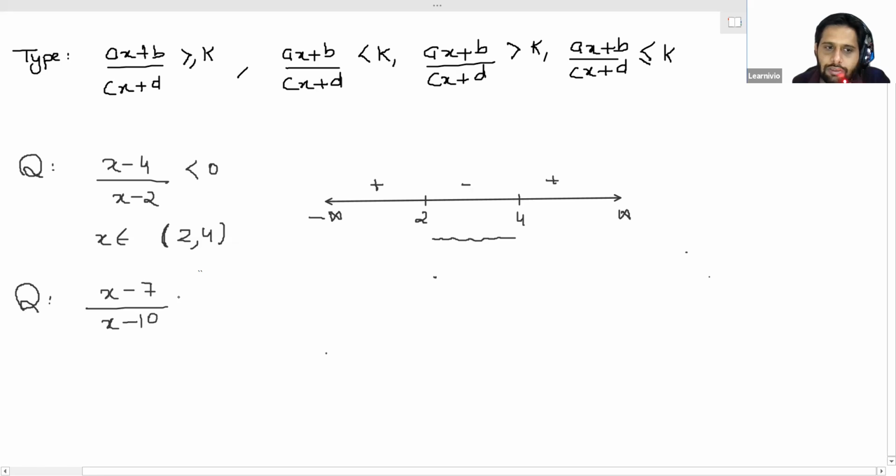X minus 10 greater than or equal to 0. Sorry, greater than or equal to 0. Okay, please try this and share your answer. Always remember whatever the number is in the denominator, this should always be in open interval. In the denominator, we can't have a 0.